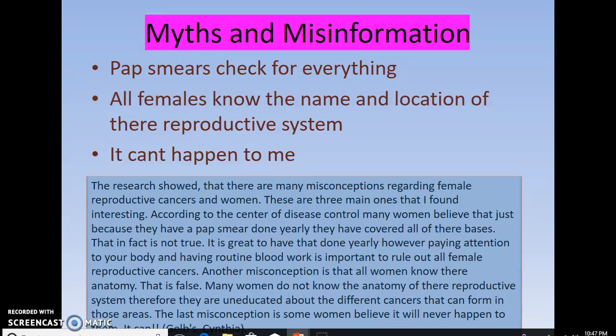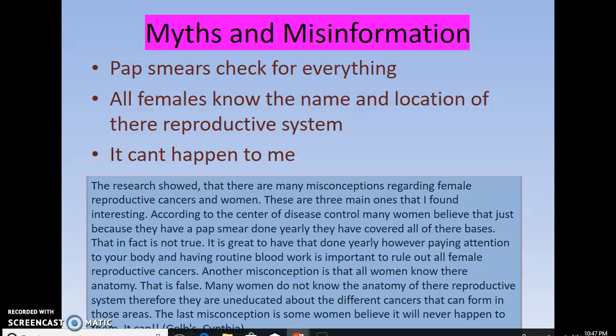The research showed a lot, but the 3 myths and misinformation that stood out to me were these. There are some misconceptions regarding female reproductive cancers and women. According to the Center for Disease Control, many women believe that just because they have a pap smear done yearly, they have covered all of their bases. That in fact is not true. It's great to have it done yearly. However, paying attention to your body and having routine blood work is important to rule out all female reproductive cancers.